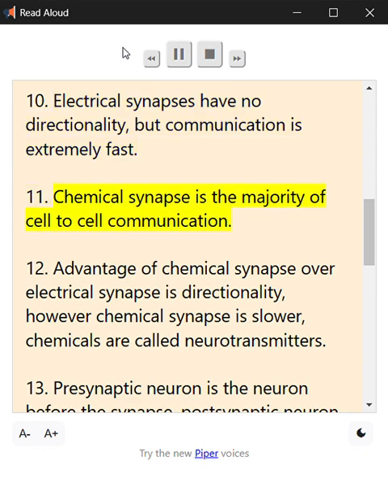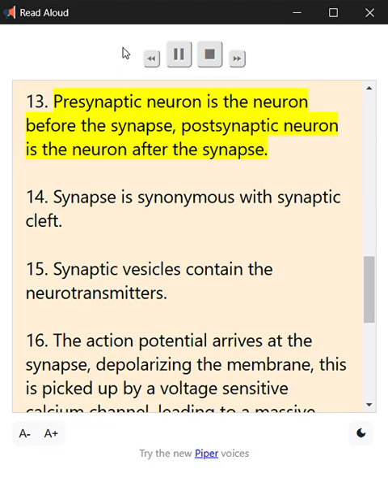11. Chemical synapse is the majority of cell-to-cell communication. 12. Advantage of chemical synapse over electrical synapse is directionality. However, chemical synapse is slower. Chemicals are called neurotransmitters. 13. Presynaptic neuron is the neuron before the synapse. Postsynaptic neuron is the neuron after the synapse. 14. Synapse is synonymous with synaptic cleft. 15. Synaptic vesicles contain the neurotransmitters.